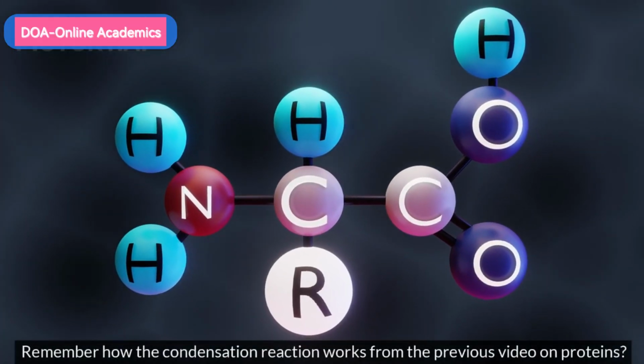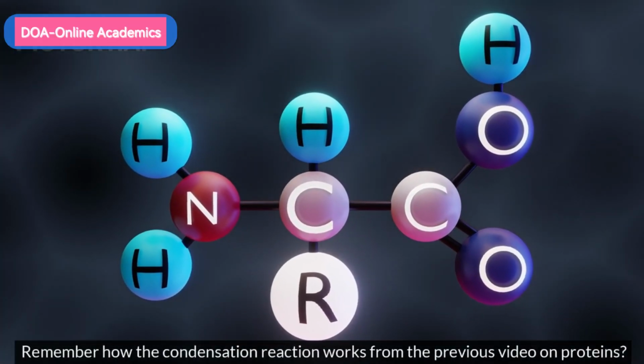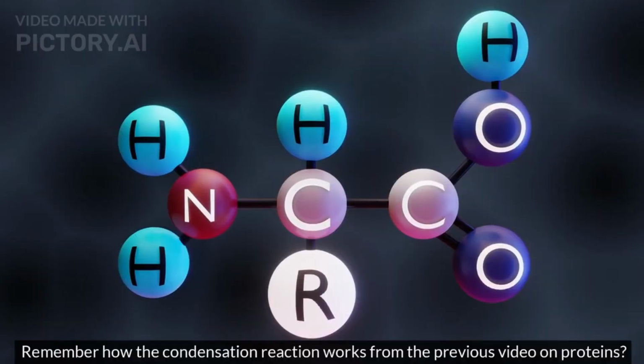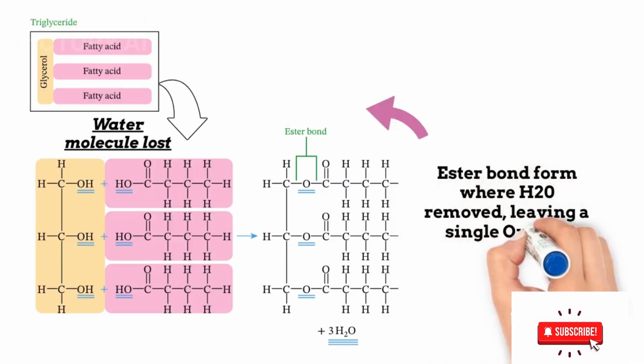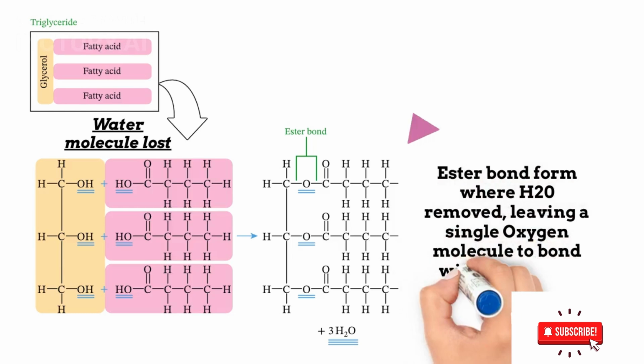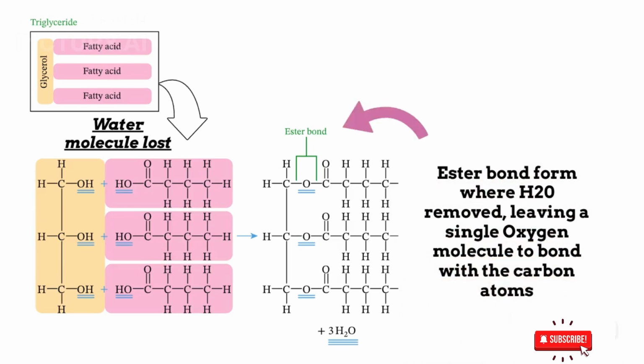Remember how the condensation reaction works from the previous video on proteins? It is very similar. So, in this case, three water molecules are removed when the carboxyl group of the fatty acid reacts with the hydroxyl group of glycerol, and the ester bond joins what remains.